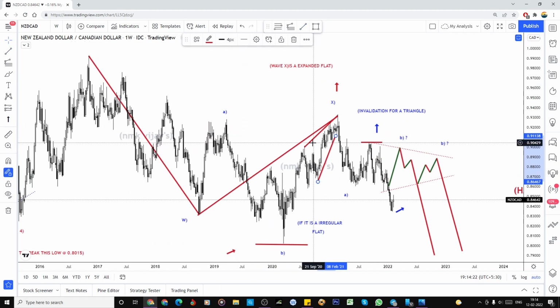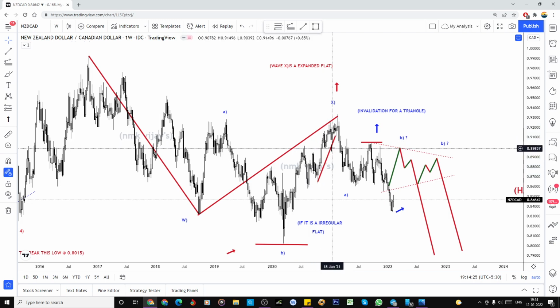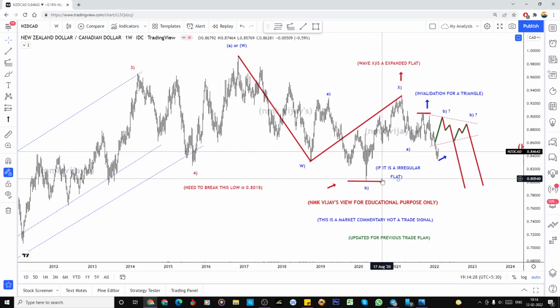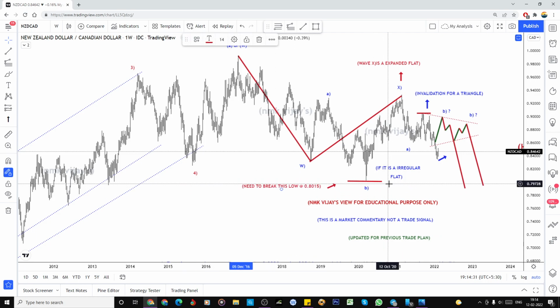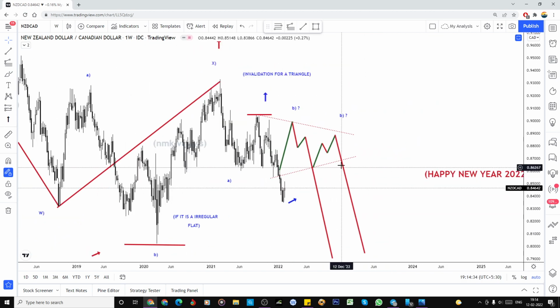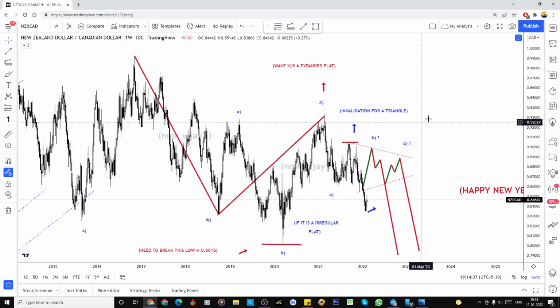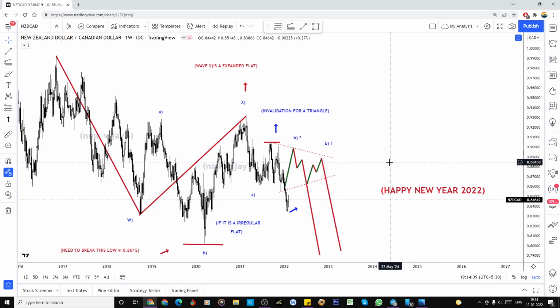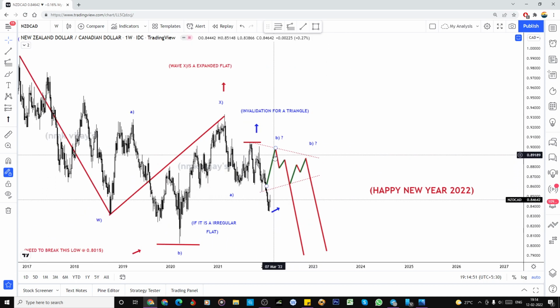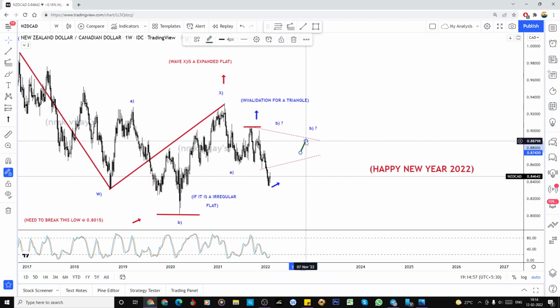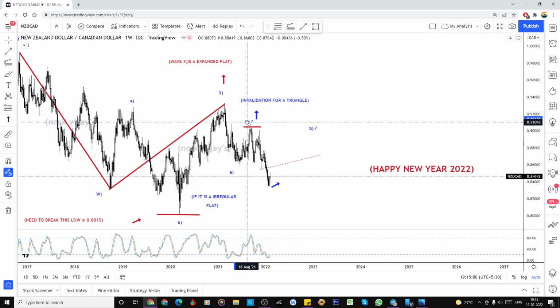Once this structure is completed, I'm expecting that Y wave to break this low. It needs to break this low as per my analysis. And previously, while I was updating this chart at the starting of December or January, I thought this could make a triangle and then come to the downside, but that positional view is to the downside. But before I posted that video, it had already invalidated the triangle. That means the B is already completed here, and we are in the C wave.